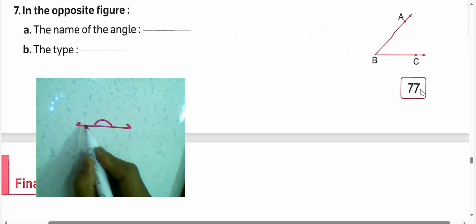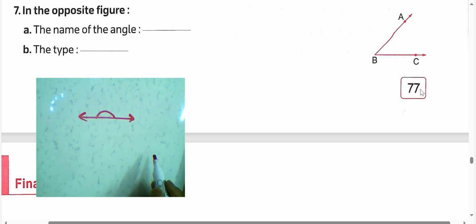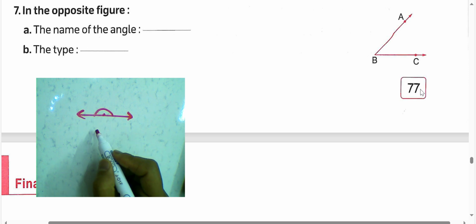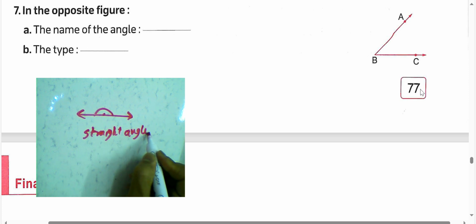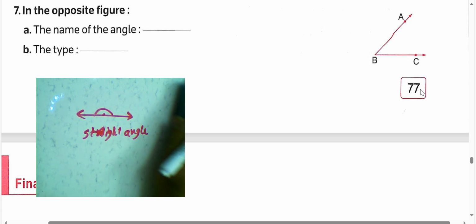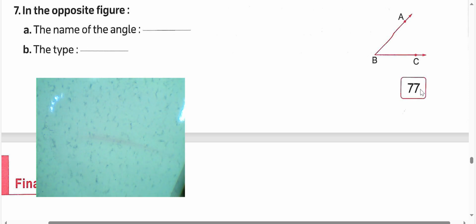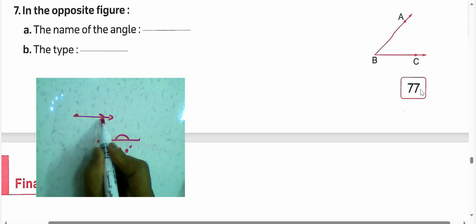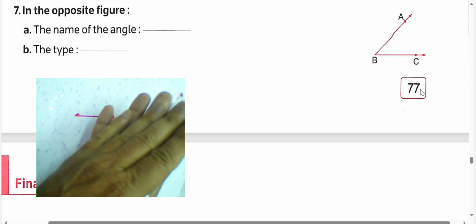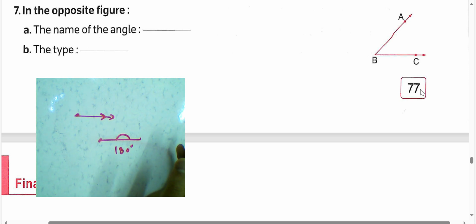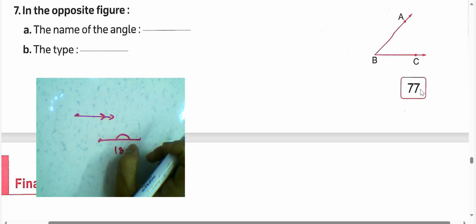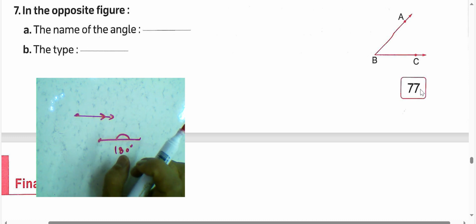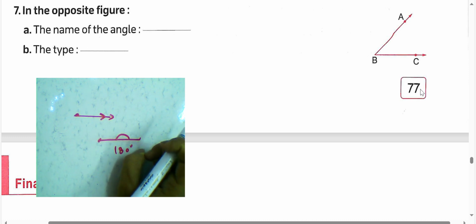This angle, we call it a straight angle. The measure of a straight angle equals 180 degrees. And we have a zero angle also like this. This is a zero angle because the two rays are congruent and the measure between them equals 0 degrees. Then we have here a straight angle and a zero angle. The measure of a straight angle equals 180.